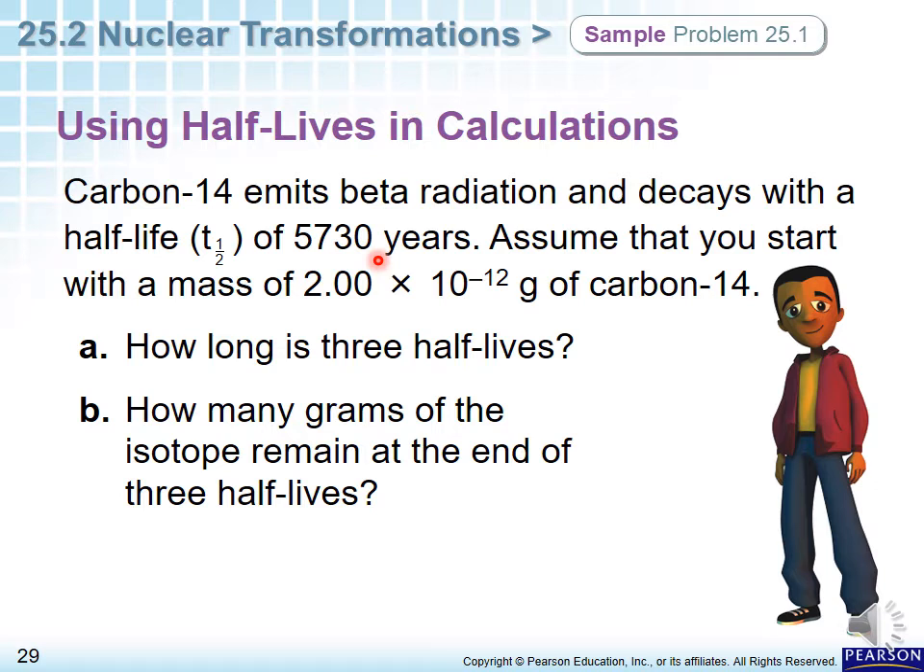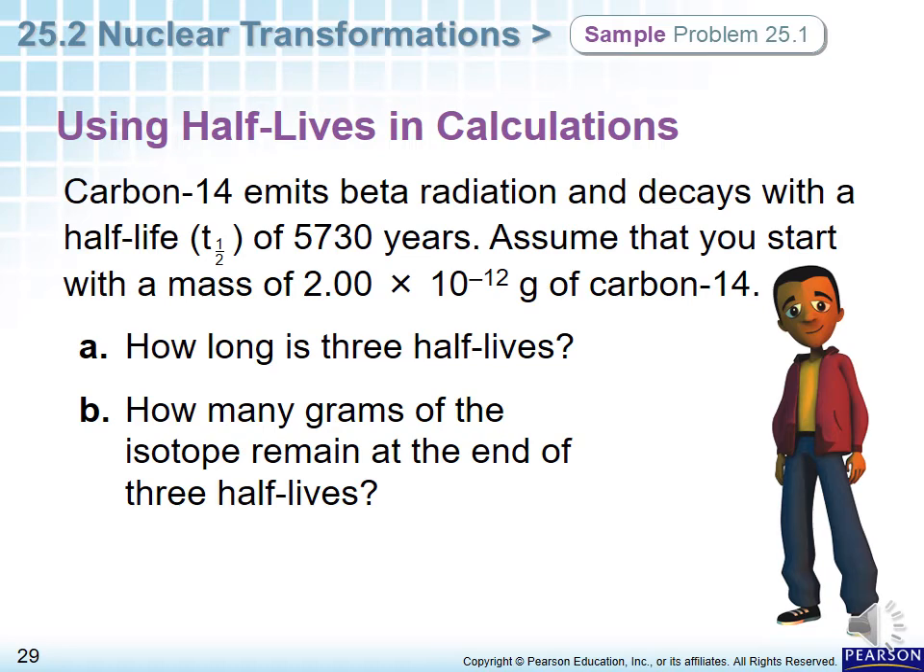So let's use an example. Carbon-14 emits beta radiation and decays with a half-life of 5730 years. Assume that you start with a mass of 2.00 times 10 to the power negative 12 grams of carbon-14. How long are 3 half-lives? How many grams of isotope remain at the end of 3 half-lives?